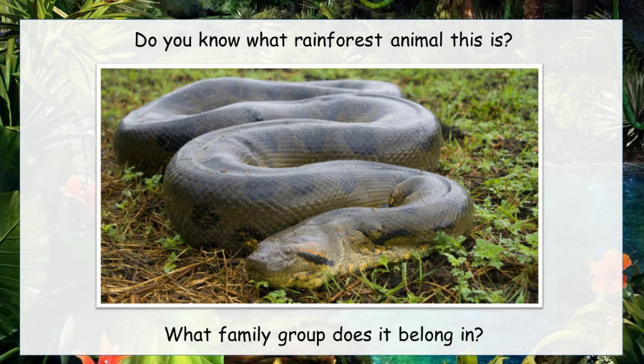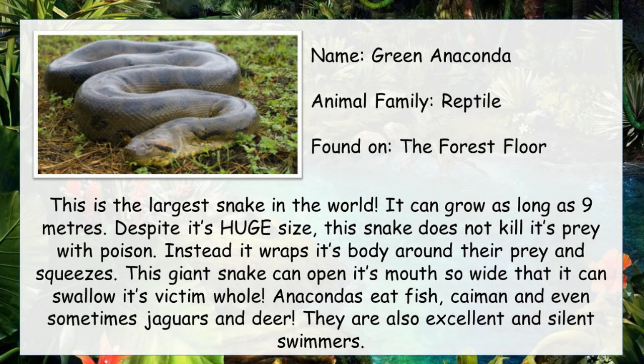Well, we might want to talk and walk about this animal because I don't want to stand around it for too long. This is the green anaconda. It's in the animal family group of reptile, and it's found on the forest floor. This is the largest snake in the world. It can grow as long as 9 meters. That's 5 fully grown adults lying in a line on the ground.